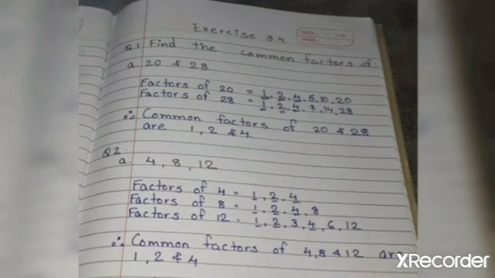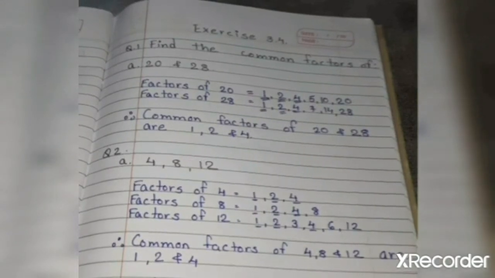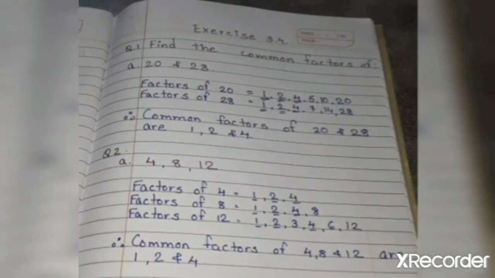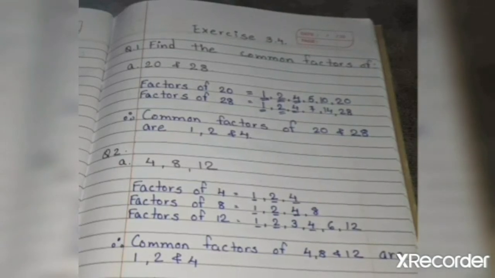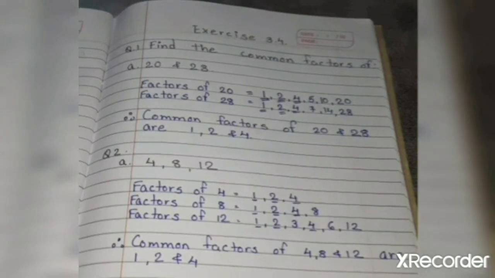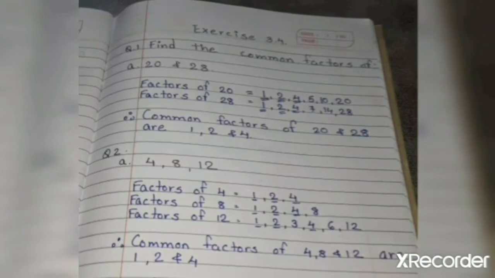My dear students, you have learned about factors and multiples of a number. You have also learned how to find out the factors of a number and how to find out multiples of a number. Here in exercise 3.4, you have to find the common factors and common multiples. Let's learn how to find out common factors.